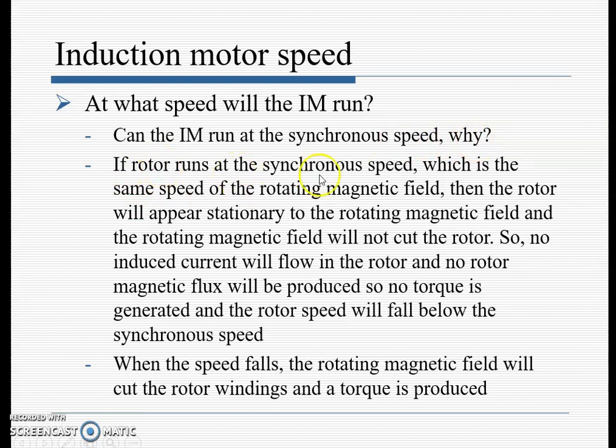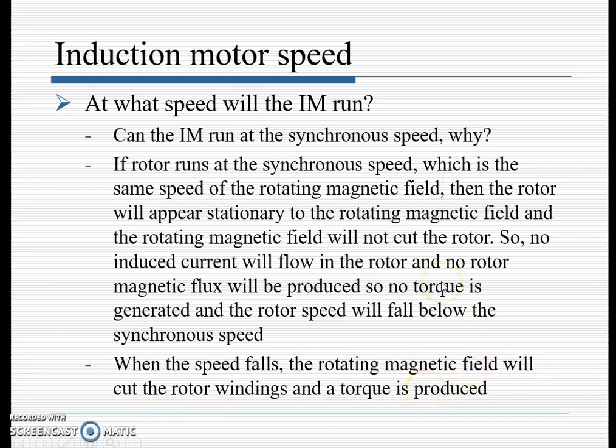If the rotor runs at synchronous speed, which is the same speed as the rotating magnetic field, then the rotor will appear stationary to the rotating magnetic field, and the rotating magnetic field will not cut the rotor. So no induced current will flow in the rotor, no rotor magnetic flux will be produced, and no torque is generated, and the rotor speed will fall below the synchronous speed. When the speed falls, the rotating magnetic field will cut the rotor windings and a torque is produced.